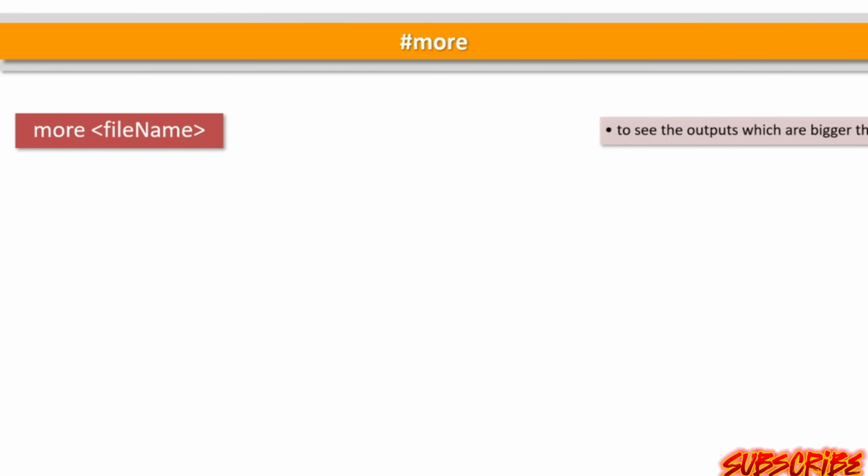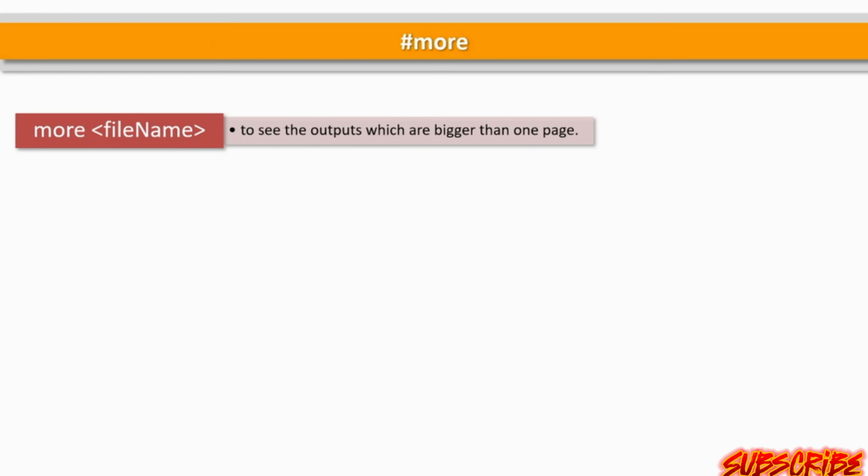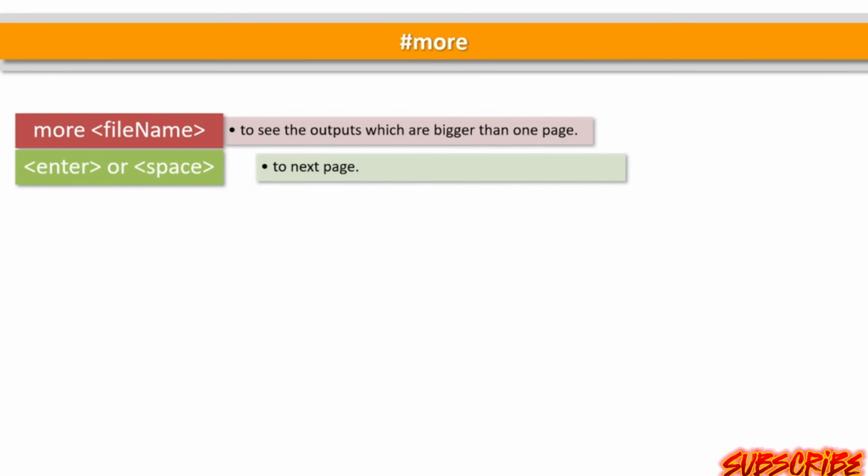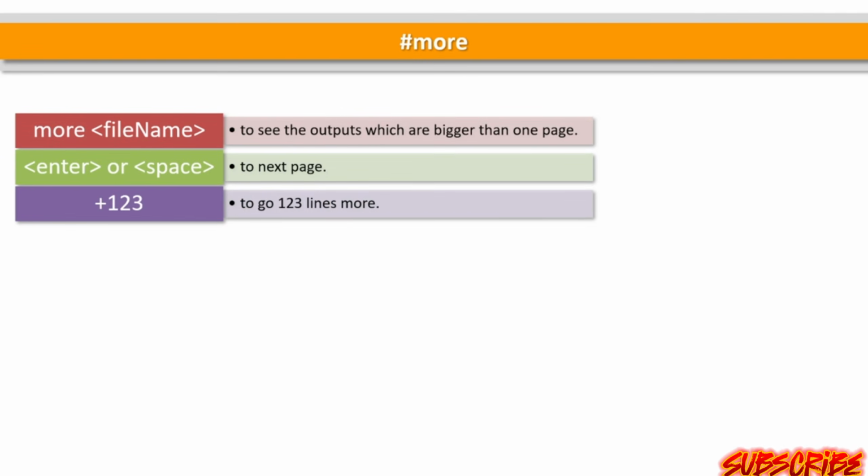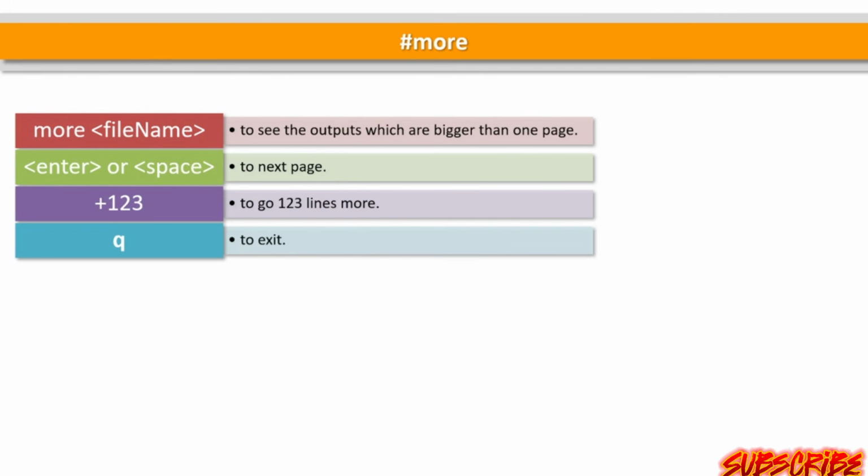And here we have the more command. That's used to view text files in the command prompt, displaying one screen at a time in case the file is large, for example, log files. So if you press Enter or space, it'll move to the next page. A line number specifies a line where you want to start displaying the text content. And you can press Q to quit.